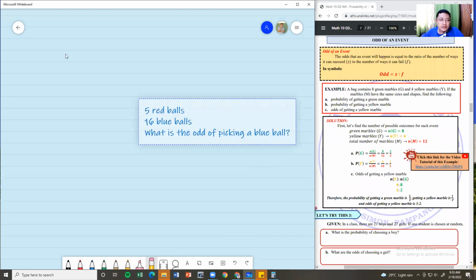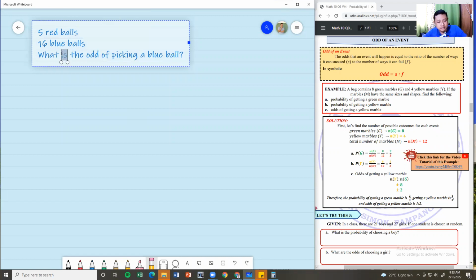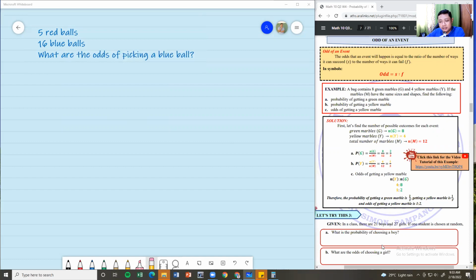Okay. So if I have 5 red balls and 16 blue balls, what is the odd or odds? What's the odd of picking a blue ball? Type the answer in the chat box. What is the odd or what are the odds of picking a blue ball? Type the answer in the chat box, please. I want to see your answer.